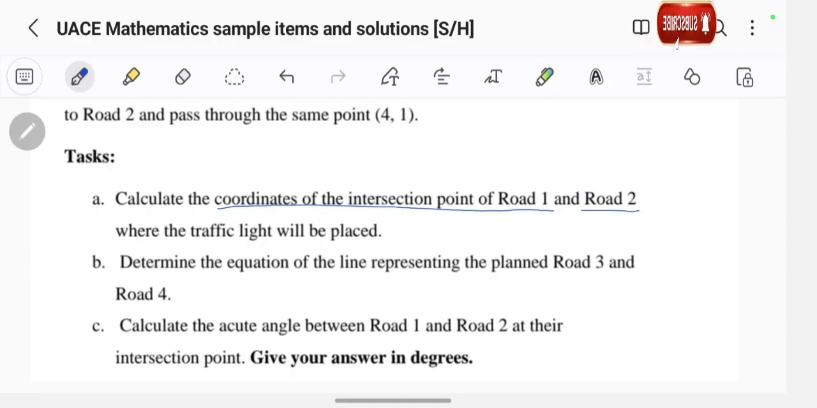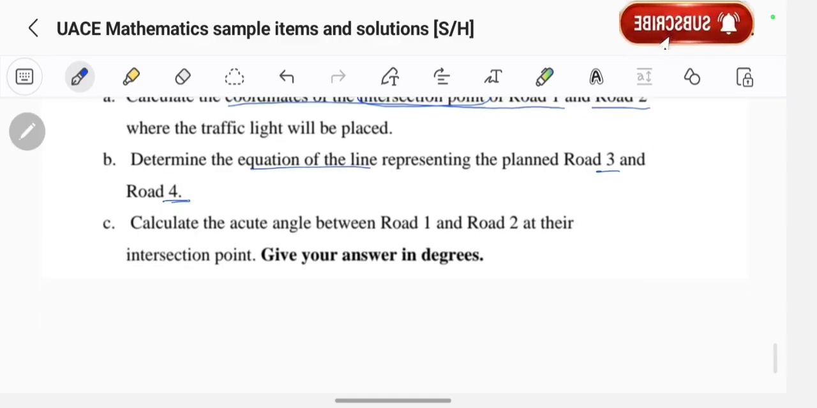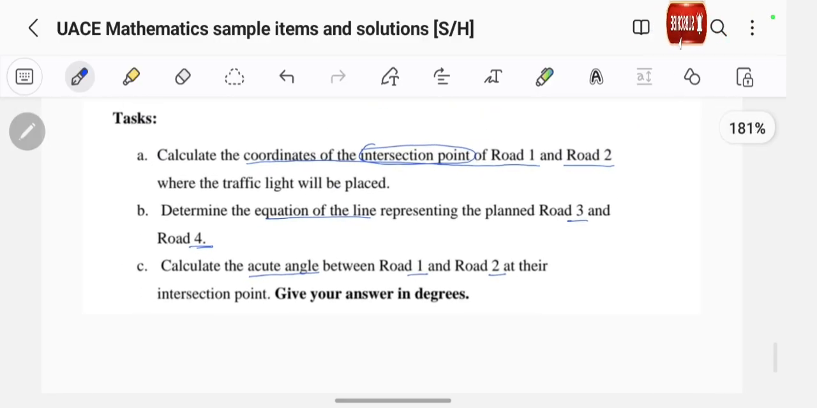So we have to find the coordinates of intersection. Then determine the equation of the line representing the planned road 3 and road 4. Calculate the acute angle between road 1 and road 2 at the intersection point. The answer should be in degrees. So what do we interpret from this?